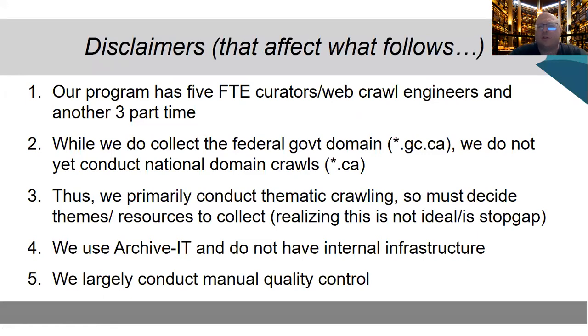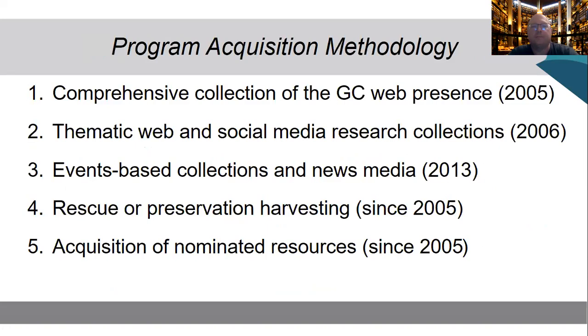So some disclaimers first that affect what follows. Our program has 5 FTE curators and another 3 that work part-time. We do not at this time conduct domain crawls of the Canadian national .ca domain. We do, however, do the federal government domain, .gc.ca, comprehensively. Thus, a lot of our work is concentrated on thematic collecting, and we decide what themes and what resources to select individually. We realize this is not ideal. We want all the data if that is possible, but it isn't at the time, and we realize that this is a stopgap. We use Archive-It, and we do not have internal infrastructure. So for this reason, we are doing a lot of manual quality control.